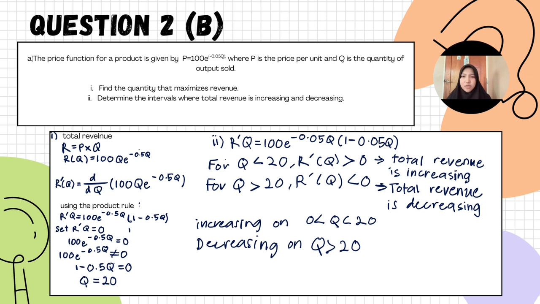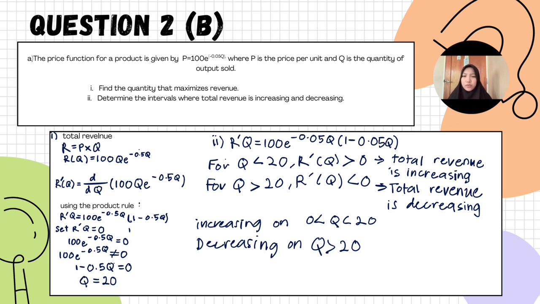To find the maximum revenue, we differentiate R of Q using the product rule. The derivative is 100e to the power of negative 0.05q multiplied by 1 minus 0.05q. We then set the derivative equal to 0. Since 100e to the power of negative 0.05q is never 0, we solve 1 minus 0.05q equals 0. This gives Q equals 20. So total revenue is maximized when the quantity sold is 20 units.